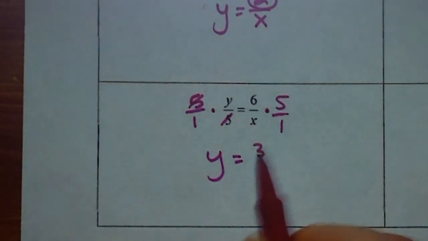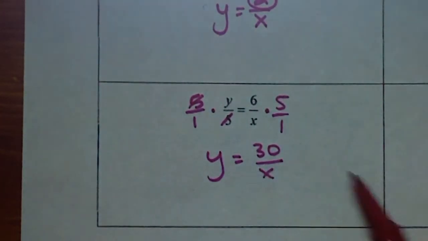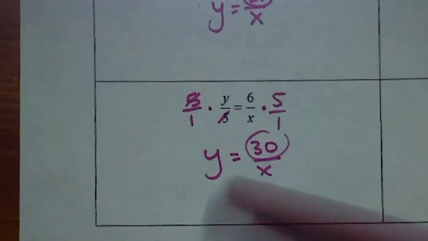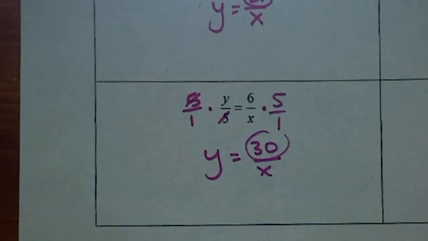6 times 5 is 30. X times 1 is x. And hey, it equals some number being divided by x. So all 3 of these can be written in the form of y equals some number k, that's not 0, being divided by x.